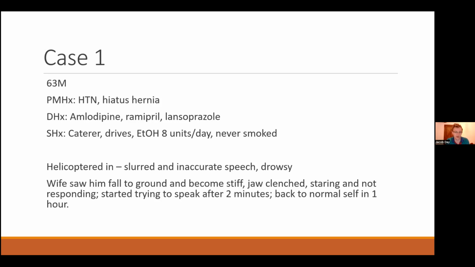So I didn't need to worry about thrombolyzing him as a potential stroke, because obviously if someone's back to normal, you're definitely not going to thrombolyze them. So it quickly became an issue about what had happened. Was it a stroke that got better, so a TIA, or was it something else completely?